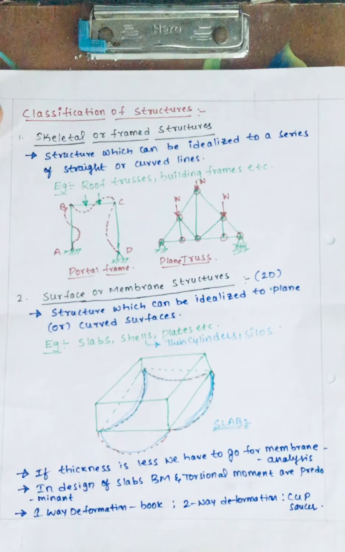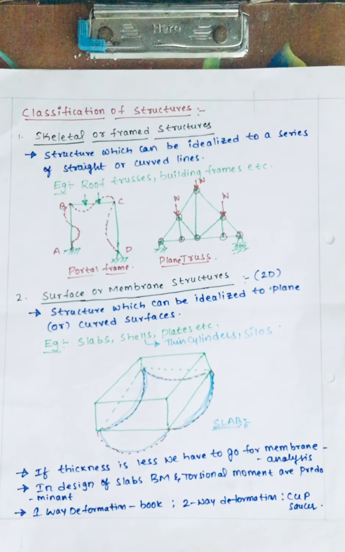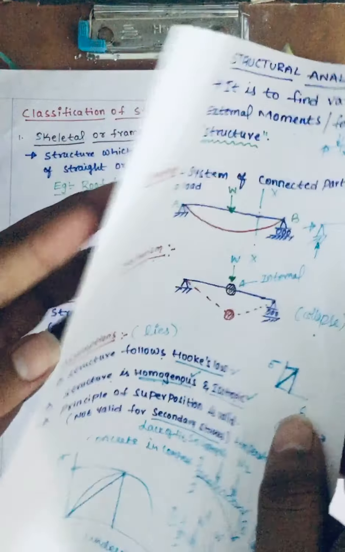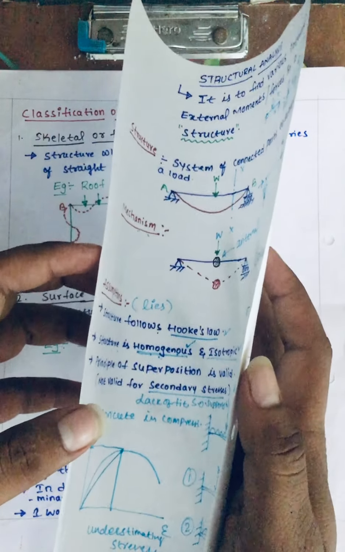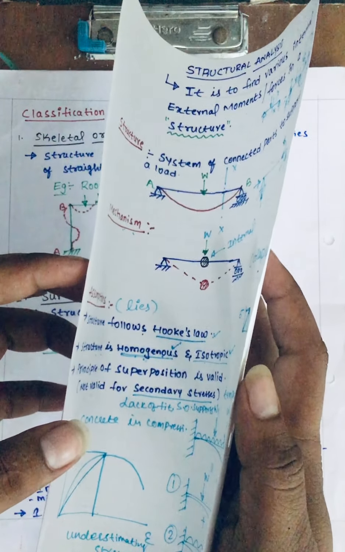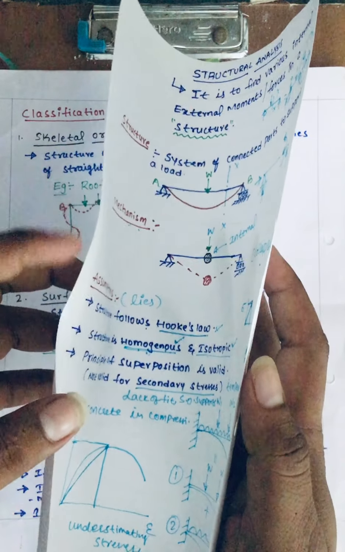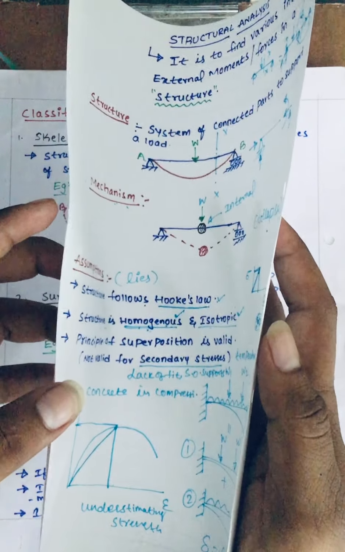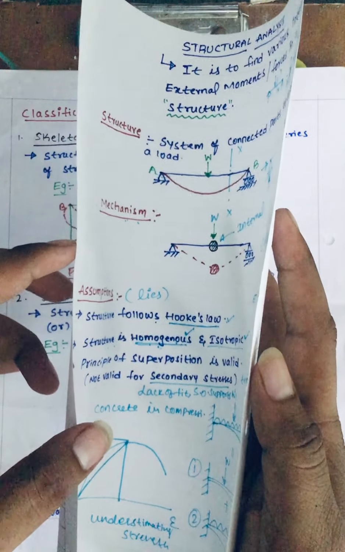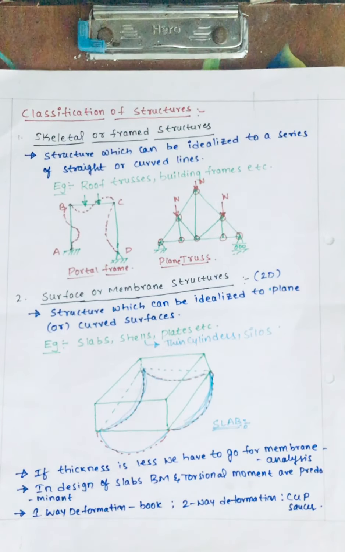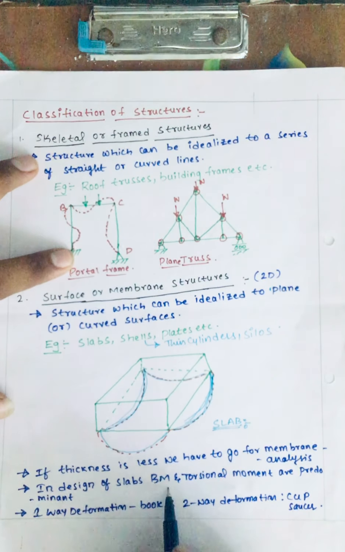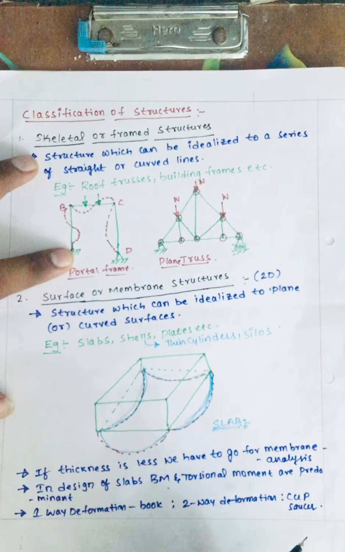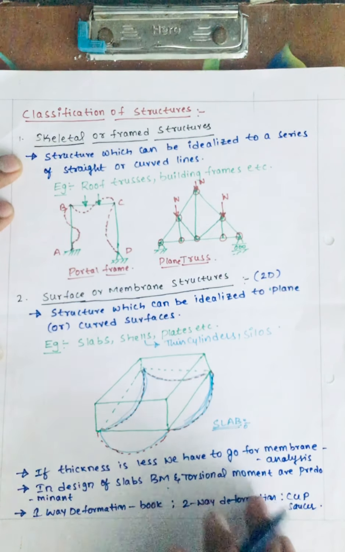The best example for a one-way slab is a paper. If you bend it like this, the deformation you can see is along the width side. Along the length there is no deformation; along the width, on both sides, we are having deformation. So this is a one-way slab. But if you take a cup saucer, the deformation is on all sides. In the design of slabs, bending moment and torsional moments are predominant. So this is about the two types of classification of structures.